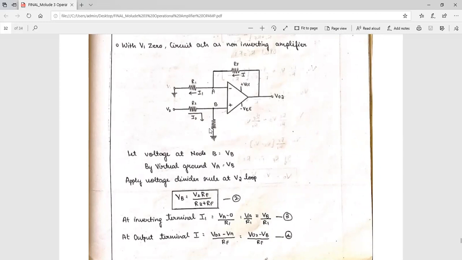By the virtual ground concept, whatever voltage appears here, the same voltage will appear at node A. Now we will apply the voltage divider rule at the loop of V2 to find this particular voltage VB. Now before that, let us see what is the definition of the voltage divider rule.